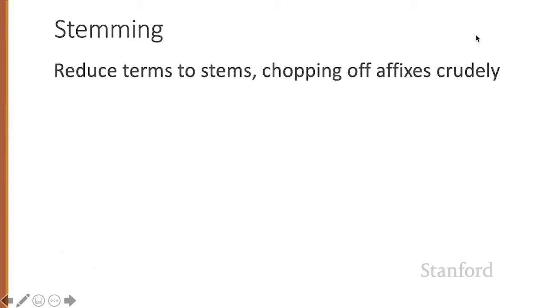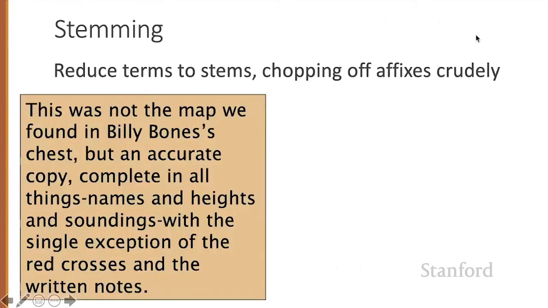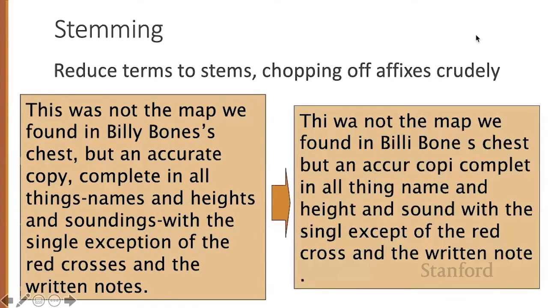Stemming is like a simplified form of lemmatization. In stemming, rather than mapping to a true morphological lemma, we simply chop off the affixes rather crudely. It has the advantage of simplicity. So for example, if we have this sentence as input, this was not the map we found in Billy Bones' chest, but an accurate copy, we can run a stemmer on that. We get very rough output. So it's done some useful things. For example, it's taken the word heights and removed the S to get height. So that's a nice lemmatizing thing.